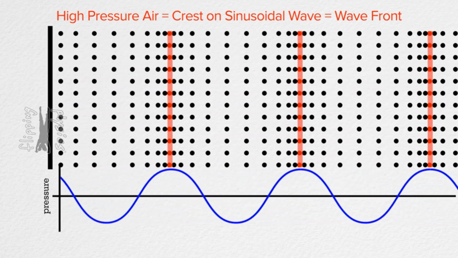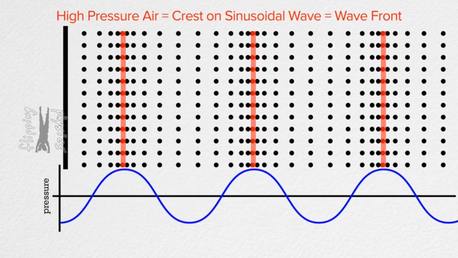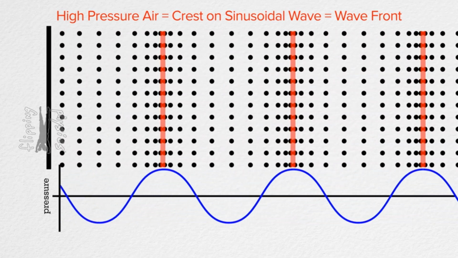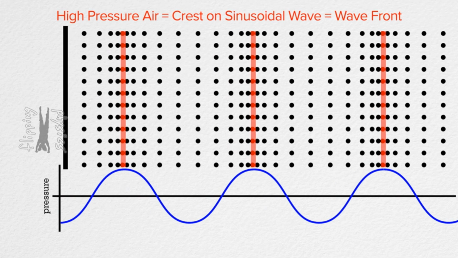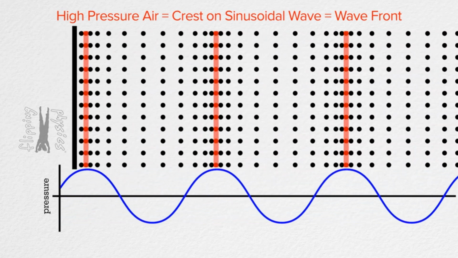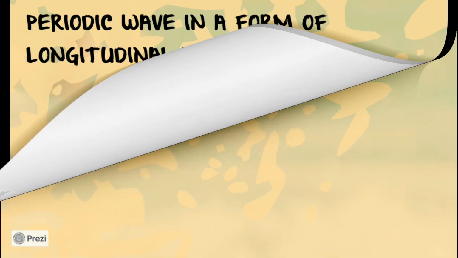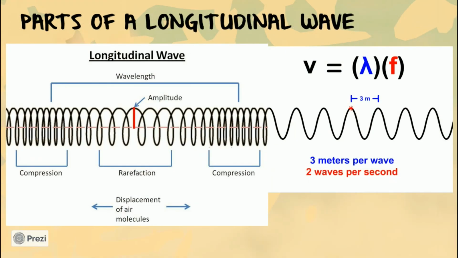As you can see in the GIF image, the particles within a medium will just follow the direction of the propagating wave that is occurring. And here are the parts of a longitudinal wave.